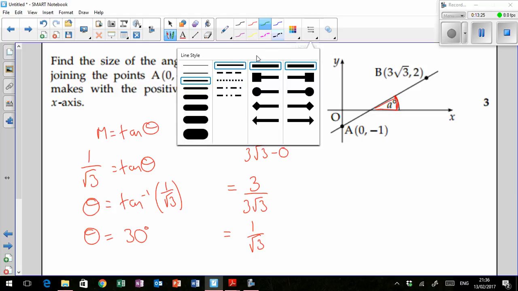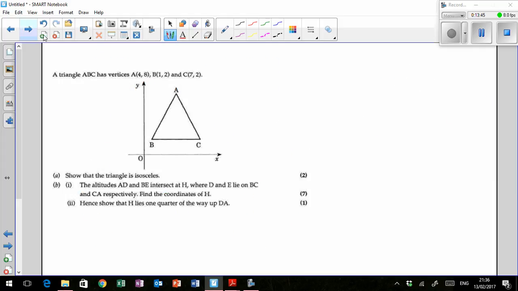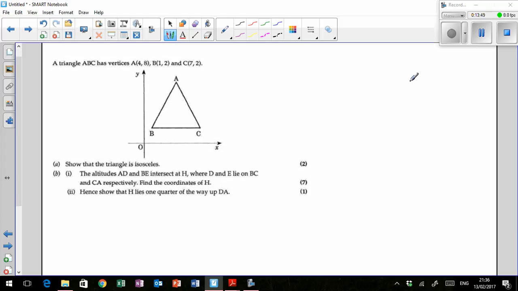Okay, so let's just have a look at the marks here. Much quicker one there, which is nice. The first mark is for getting your gradient as 1 over √3. The second will be for substituting into your m equals tan theta. And your third one will be using your exact values to calculate the answer. Okay. So number 5, I believe.